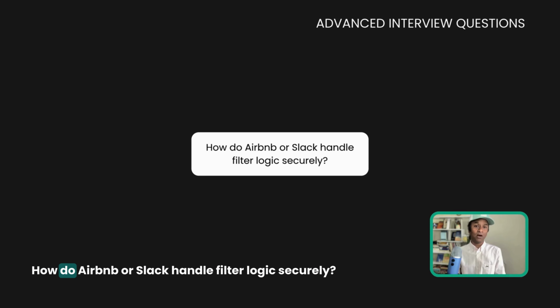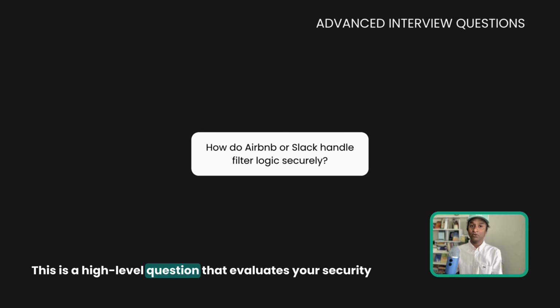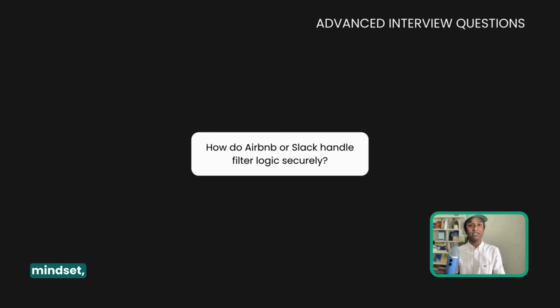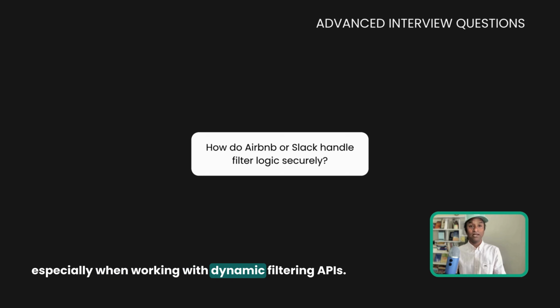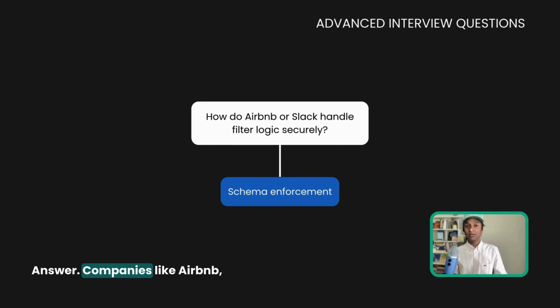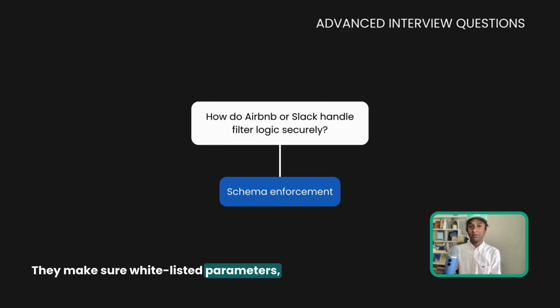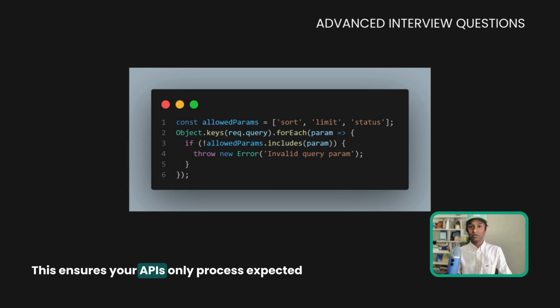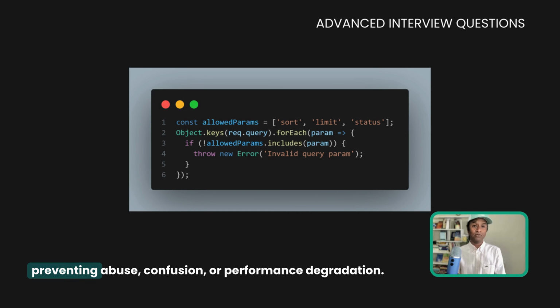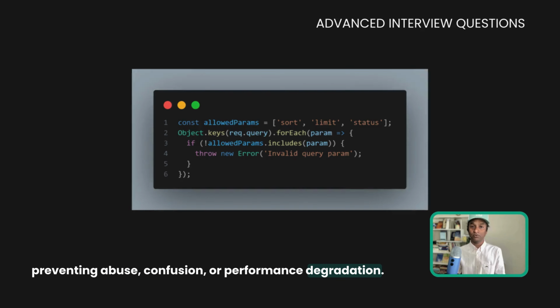Question number 3. How do Airbnb or Slack handle filter logic securely? This is a high-level question that evaluates your security mindset, especially when working with dynamic filtering APIs. Answer. Companies like Airbnb and Slack don't accept random query inputs. They use whitelisted parameters, strict schema validation, and rejection of unexpected fields. Example, this ensures your APIs only process expected inputs, preventing abuse, confusion, or performance degradation.